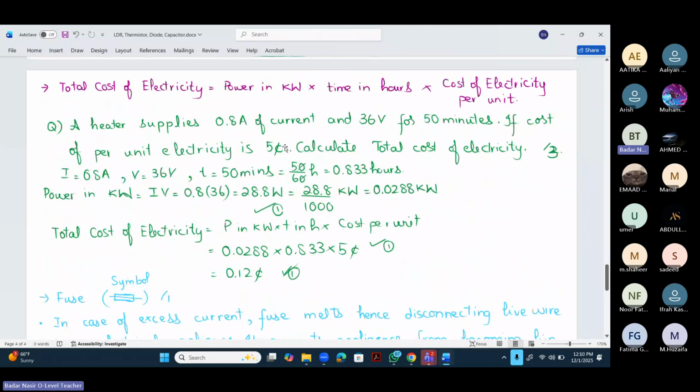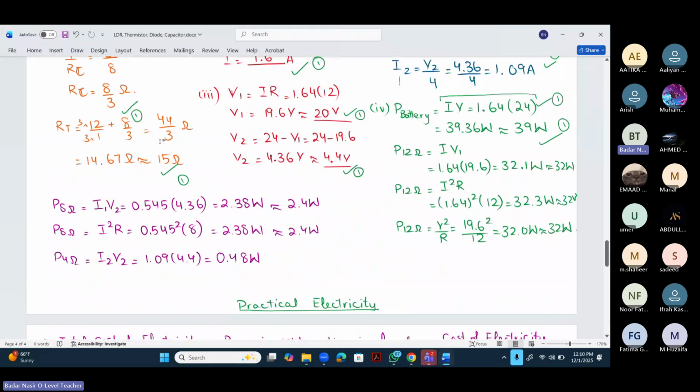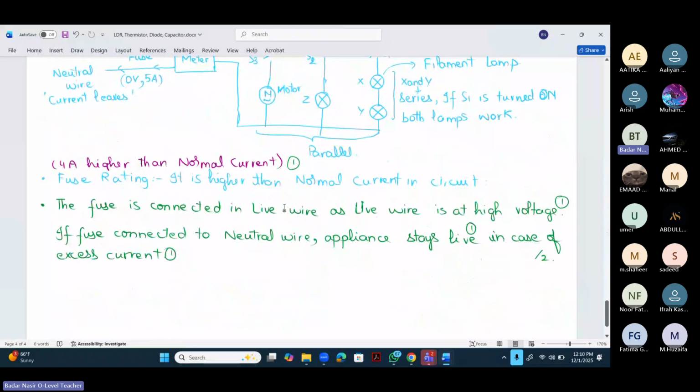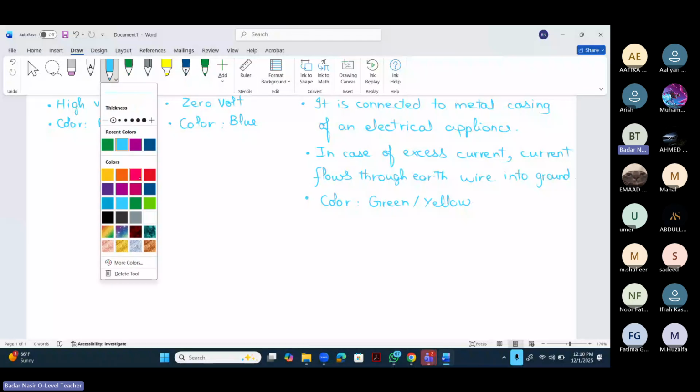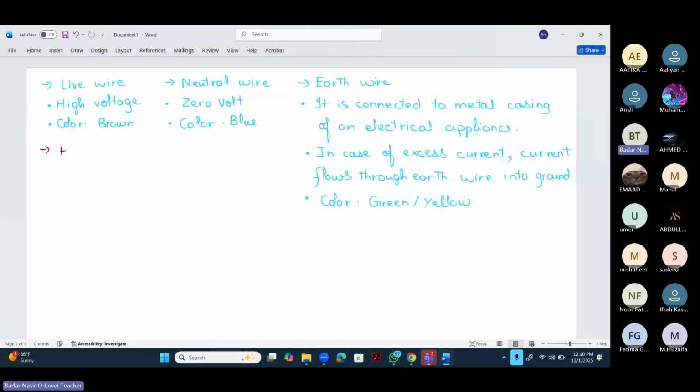Okay, we also talked about the total cost of electricity, in which the power should be in kilowatts, the time is in hours, and the cost of electricity per unit. Okay, so this is, yeah. अच्छा बेटा, hazards of electricity में हमारे पास क्या क्या आ सकता है? We'll talk about the hazards of electricity. इस पे मतलब कम आते हैं सवाल, but let's just talk about that.